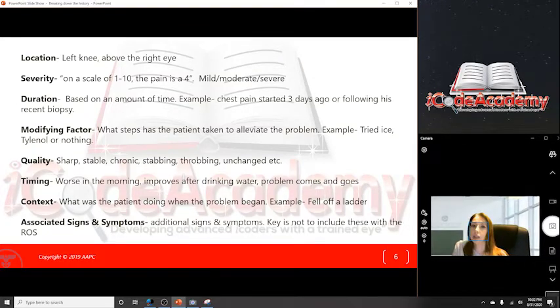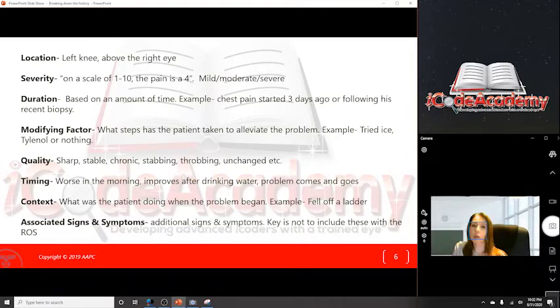So I want you to take a look at the screen that I have up here for you guys. Please keep in mind that these are just examples. This is not an all-exclusive list. This is just common elements that you might see within the documentation.